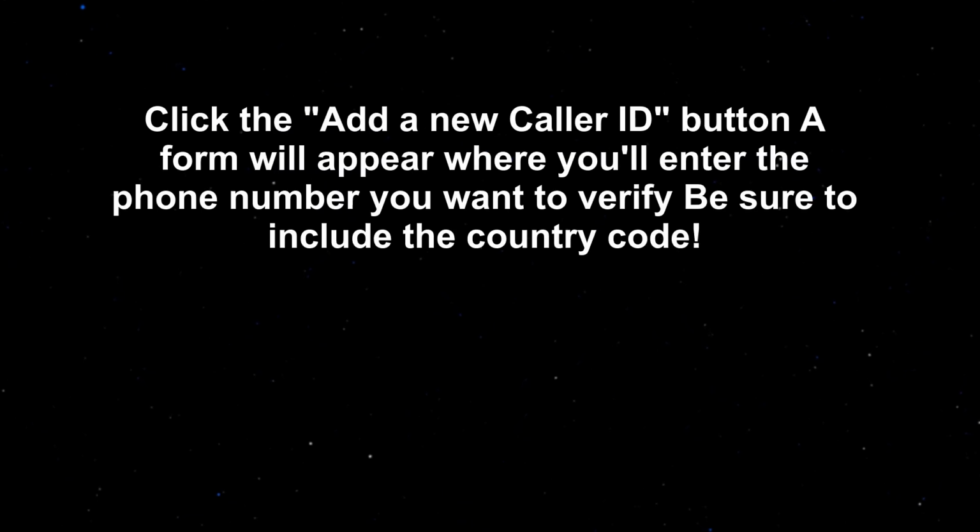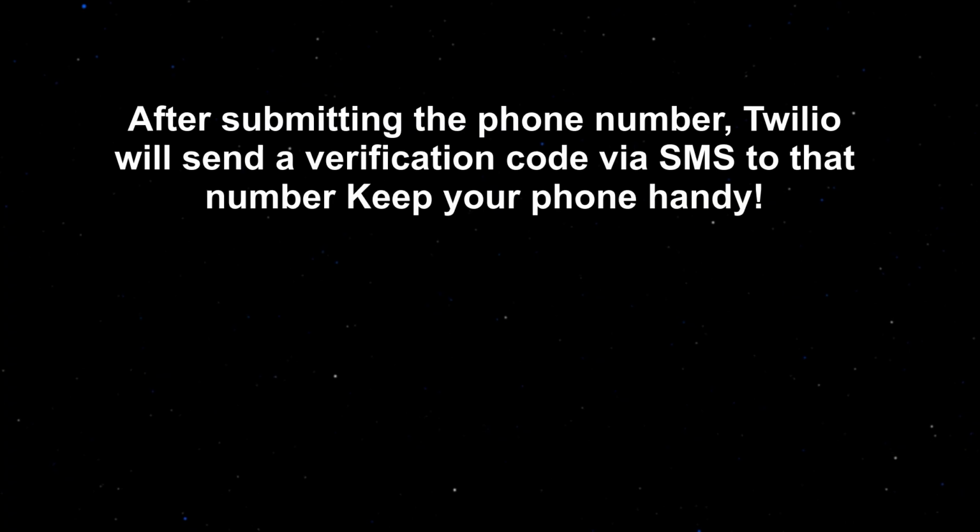Click the Add a New Caller ID button. A form will appear where you'll enter the phone number you want to verify. Be sure to include the country code. After submitting the phone number, Twilio will send a verification code via SMS to that number.